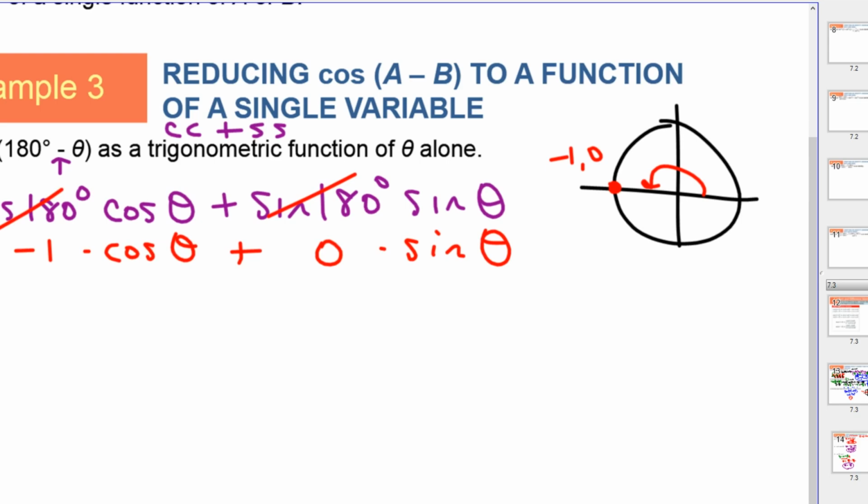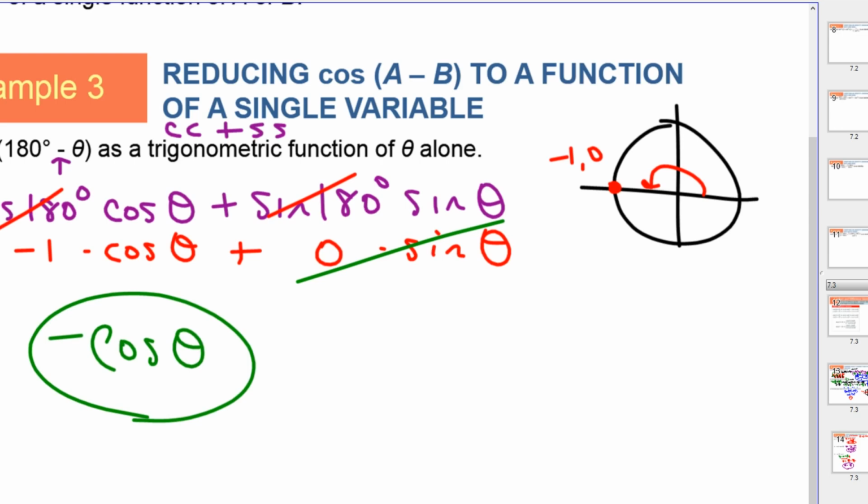So if you fill in your x there and your y there, a lot of stuff's going to happen. A lot of stuff's going to drop out. 0 sine theta is 0. So we can cancel that thing. -1 cosine theta, that's just going to be negative cosine theta. Turned out kind of nice.